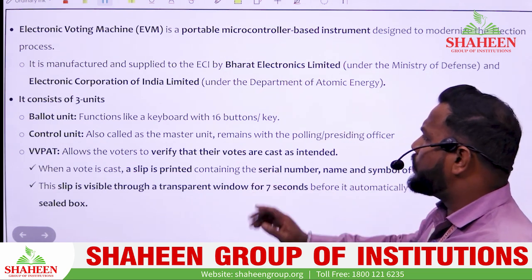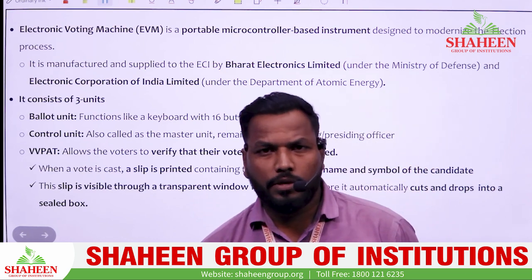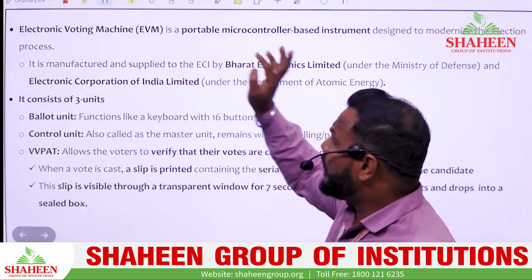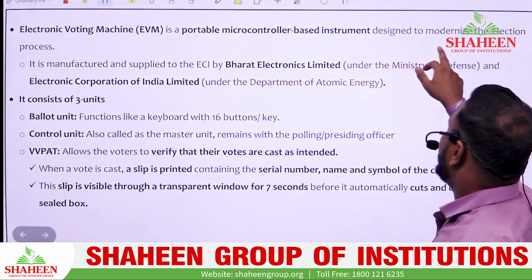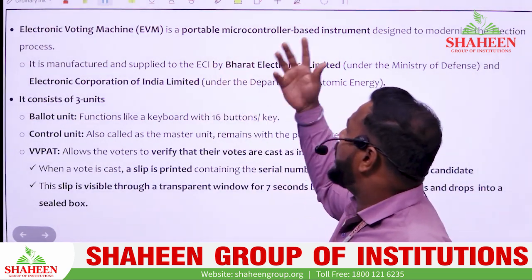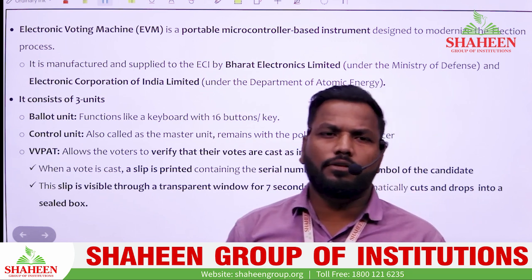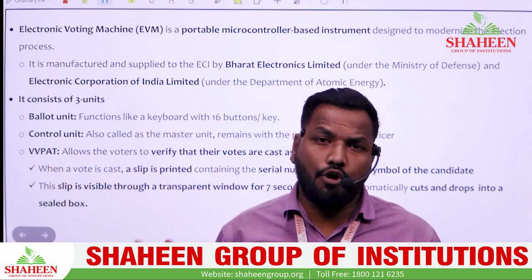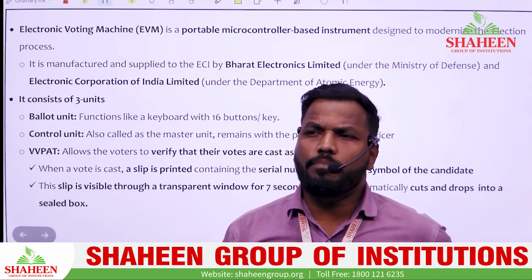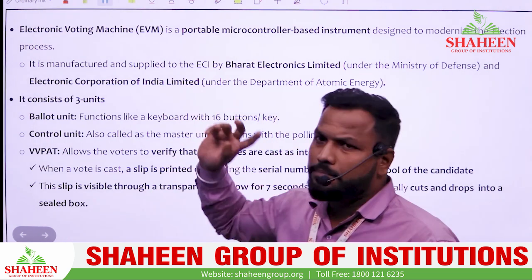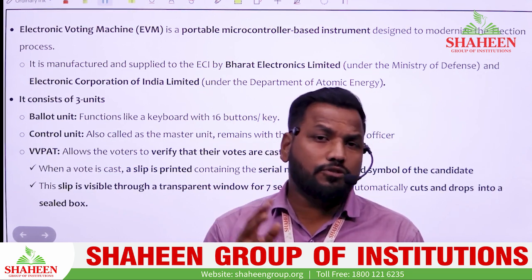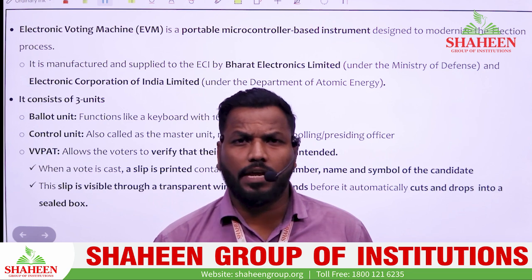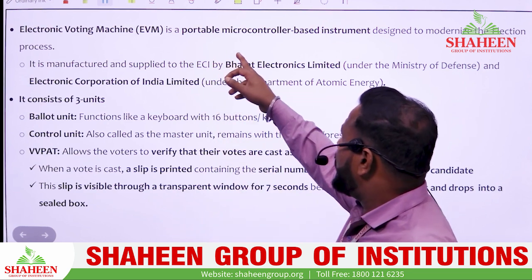So here we have some brief points, for the exam point of view, a few facts that can be seen in your question paper in the upcoming CUET exam. The electronic voting machine is a portable microcontroller based instrument designed to modernize the election process. Very easy. It can be taken and traveled with wherever you want. The earlier process of paper ballots and boxes, heavy products, could not be transported easily, whereas this very small machine with so much information can be carried very easily. It can save time, energy, and effort of the Election Commission of India.